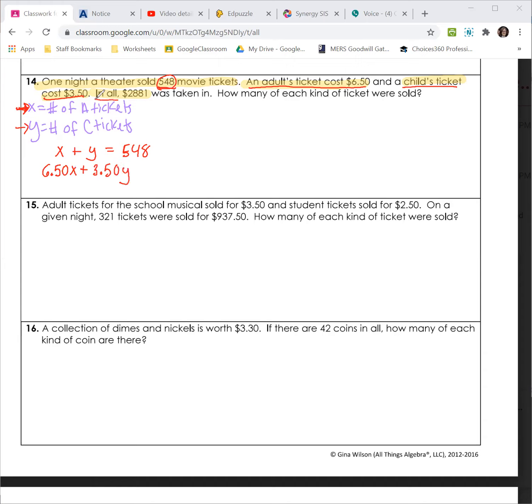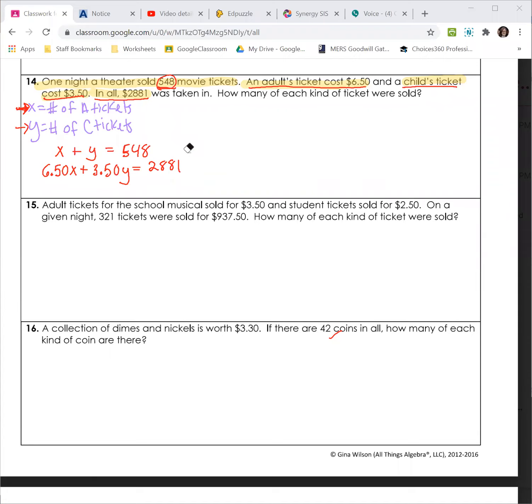And how much money did they make in all? So if they add together the money they collected from adult tickets plus the money they collected from the child tickets, in all they made $2,881. Okay, so those are my two equations. They were a little bit more difficult than the previous ones because they weren't set up exactly the same way. This first equation talks about just the number of tickets, and this second equation talks about the profits they made, or the money they collected, the revenue.